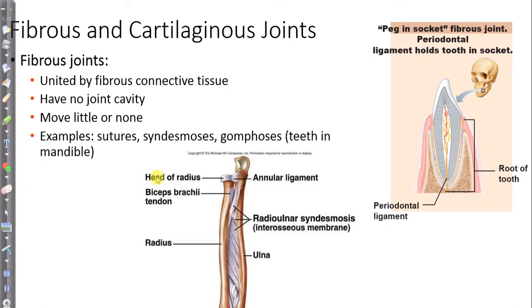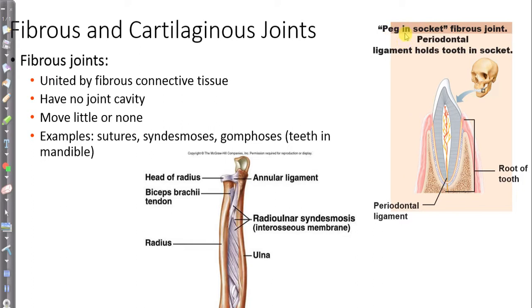Syndesmoses, like you see down here, here is the radial ulnar syndesmosis. This actually is going to be a place where we have this dense connective tissue that's holding together these two bones. You also see this term interosseous membrane. But the bones here are held further apart than they are in sutures, and that's why it has a different classification. The gomphoses, the only example of that in the body are the teeth and the mandible.